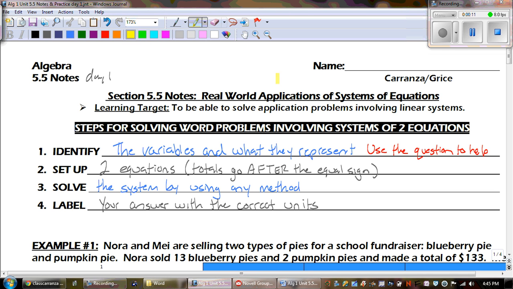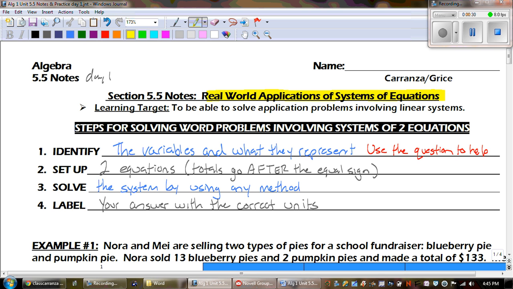Today we're going to be talking about real-world application of systems of equations. Our learning target today is to be able to solve application problems involving linear systems. So, steps for solving word problems involving systems of two equations.